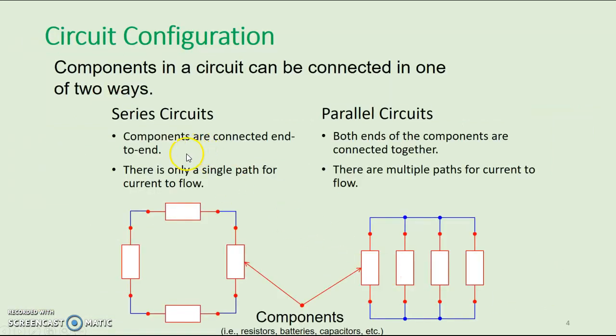In practical networks, many resistances or elements are connected in combinations. These combinations, we term them as the circuit's configuration. So normally the circuits are connected in series and in parallel. Series circuits: components are connected from end to end. There is only a single path for the current to flow. In parallel circuits, both ends of the components are connected together. There are multiple paths for current to flow.